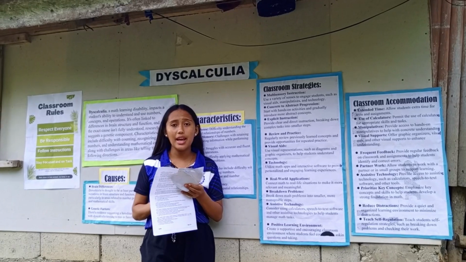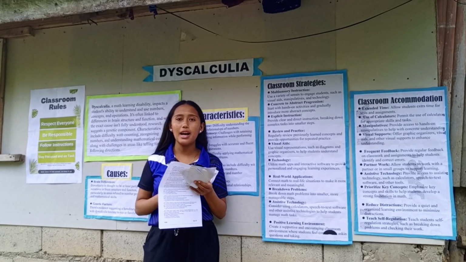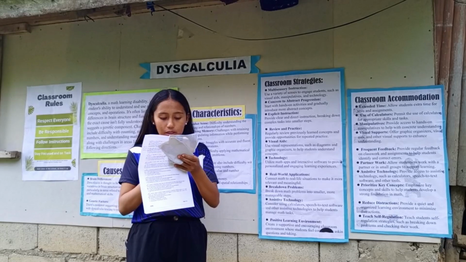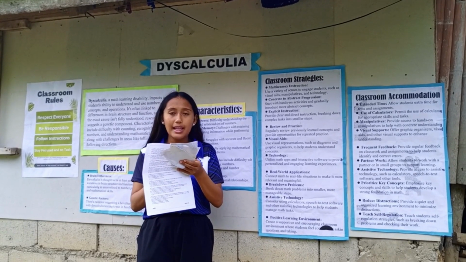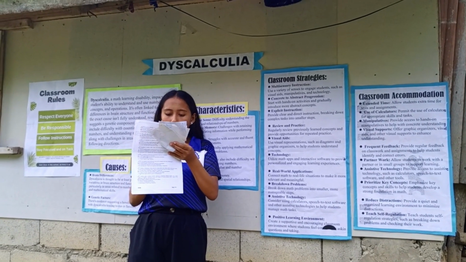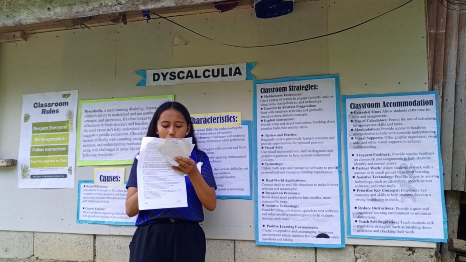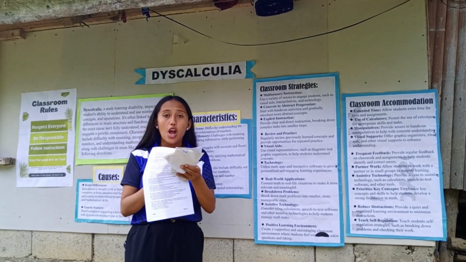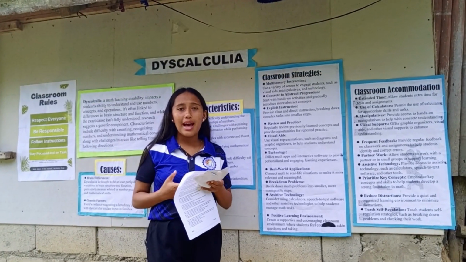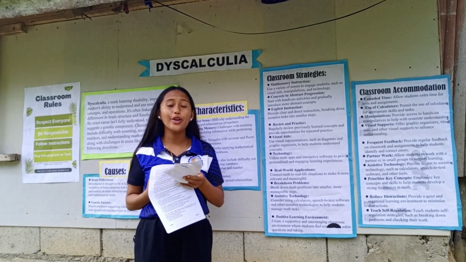So our lesson for today is about dyscalculia. But first, let me read the learning objectives. So at the end of the lesson, the students are expected to define what is dyscalculia and its causes, perform a range of classroom strategies that show effective support to students with dyscalculia, and appreciate how to create a supportive learning environment for students with dyscalculia through reflective writing. So now, class, you already know our learning objectives for today. So are you ready to explore our new lesson for today?